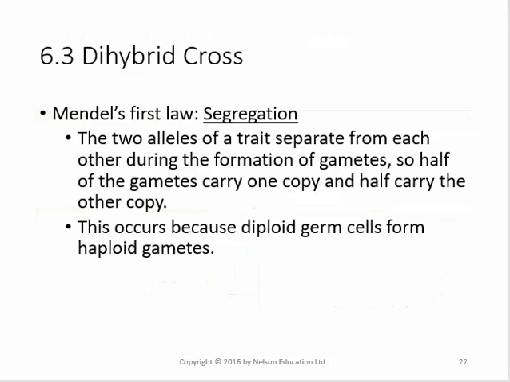So the alleles of a trait separate from each other when the gametes are formed. So half of them carry one copy, the other half carries the other. Because the germ cells are diploid, so in humans, there are 46 chromosomes, 23 pairs. The haploid has 23 chromosomes, one of each pair.